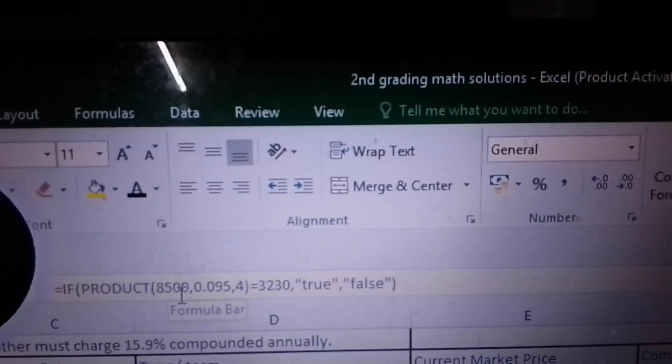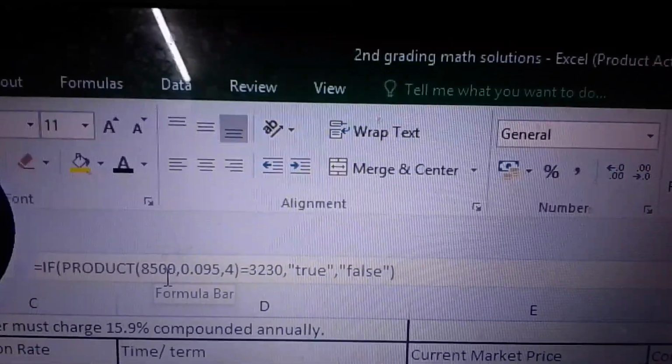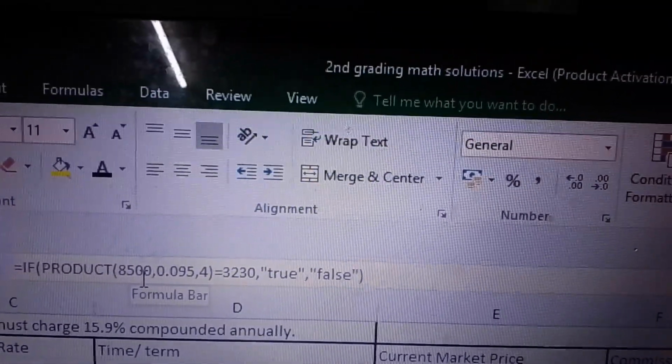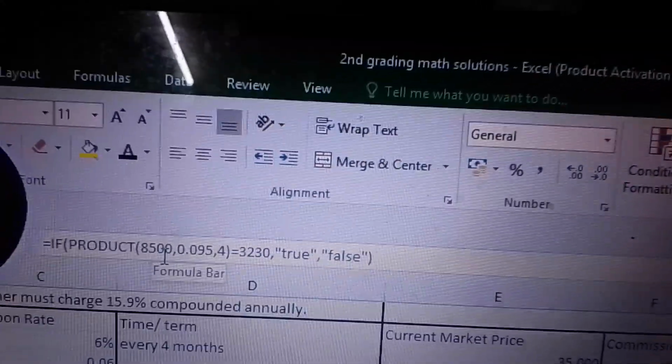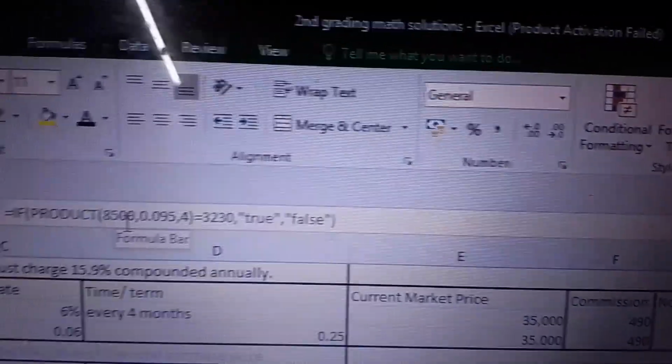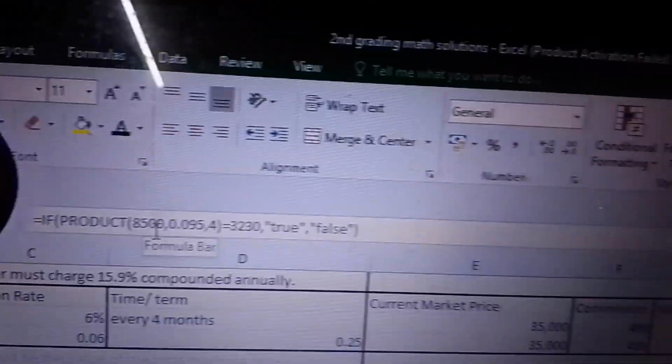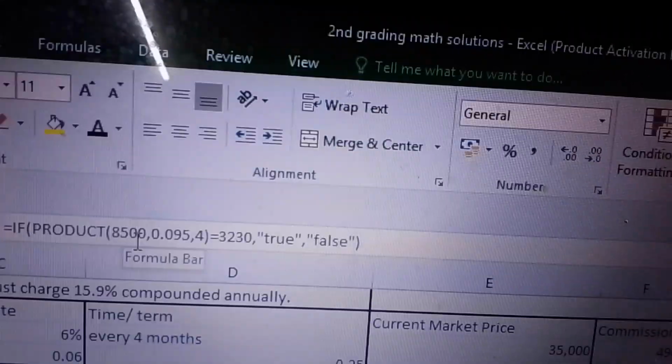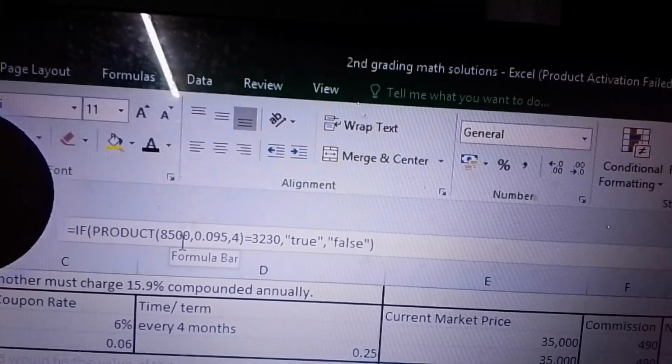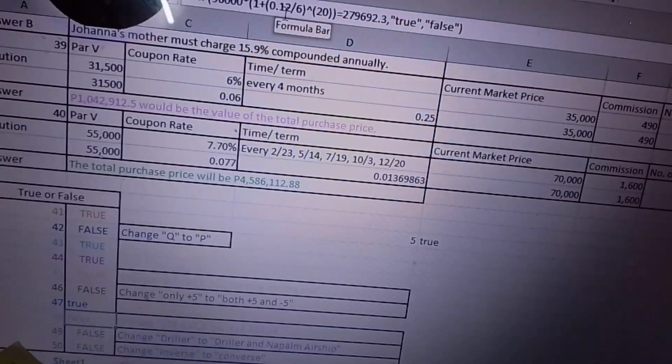Here's how. So I use the if formula. If the product of 8,500, that's P, times R, 9.5%, that's 0.095, and 4 equals 3,230. If it's equivalent to this one, either true or false. If it gives you the correct answer, true. If it gives you the wrong answer, that's false. So yes, that is true.